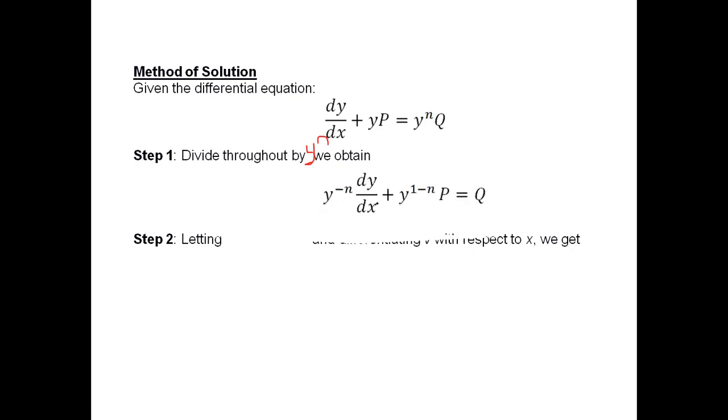So given the differential equation dy over dx plus yP is equal to y to the power n Q, the following are the steps that we need to follow. Step 1, divide throughout by y to the power n. If we divide the given expression by y raised to the power n, we'll get this expression.